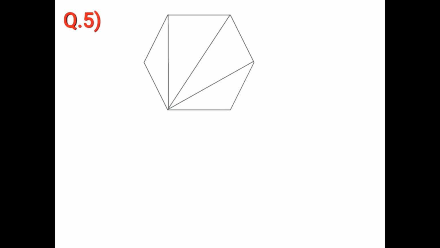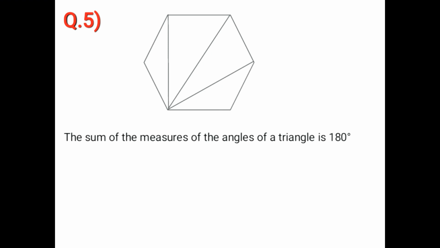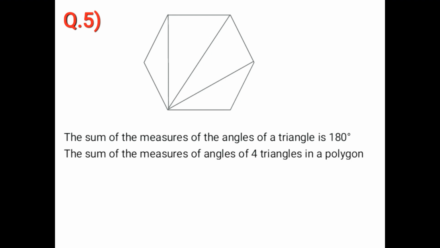Here the question asked is to work out the sum of the measures of the angles of the polygon. Okay. Now the hexagon is having 4 triangles here. Hexagon is a polygon having the 4 triangles. You have to find the sum of the measures of the angles of the 4 triangles of a polygon. You have to write the statement: the sum of the measures of the angles of 4 triangles in a polygon is equal to 4 into 180 degrees.